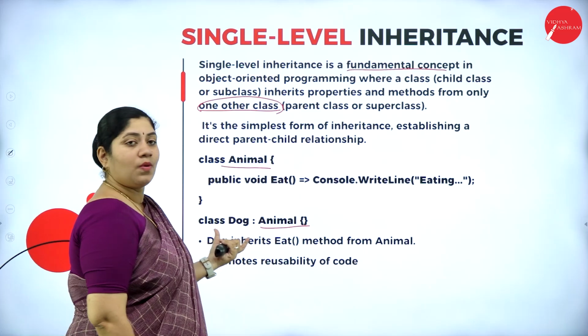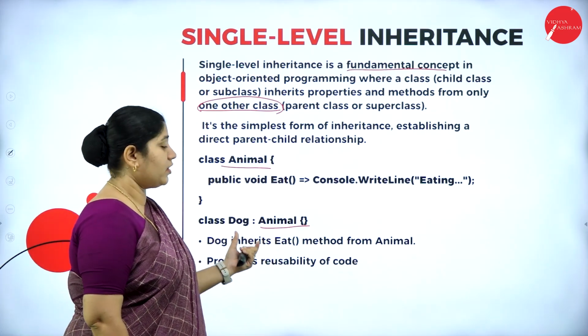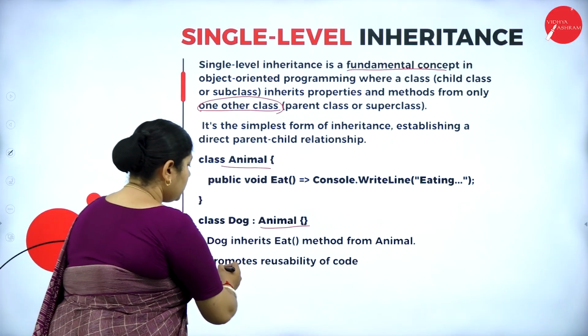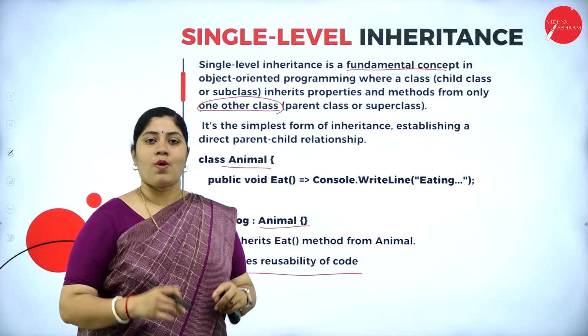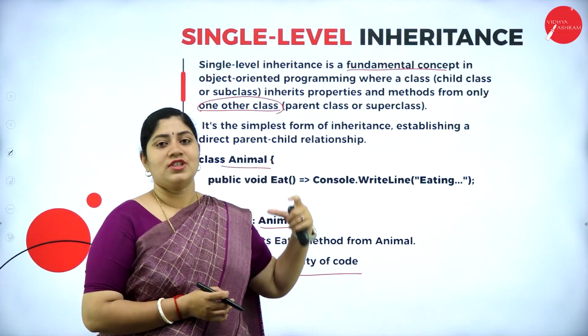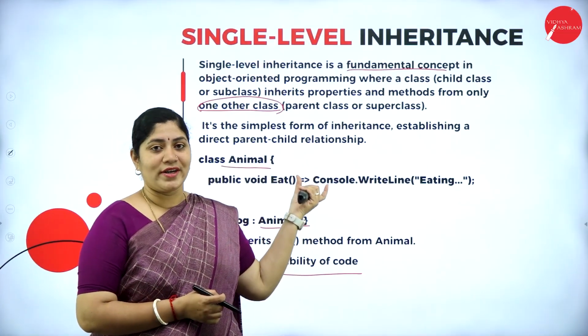Okay. Now what does it mean? Dog inherits the eat method from animal. Yes, exactly. It promotes reusability of code. So this is the simplest form of inheritance, which is nothing but single level inheritance.